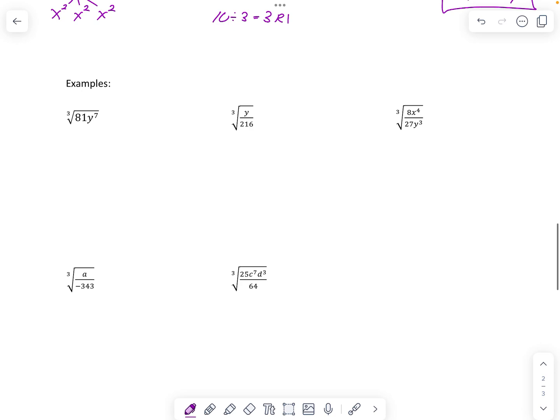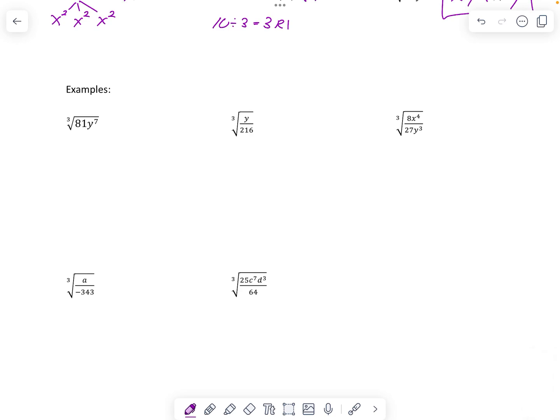All right, so for these last ones, still cube root. These are all cube roots. So 81 is 9 times 9, 3 times 3, 3 times 3. So we have one set of 3 comes out. That 3 stays inside. 7 divided by 3 is 2, so 2 comes out, 1y remains.